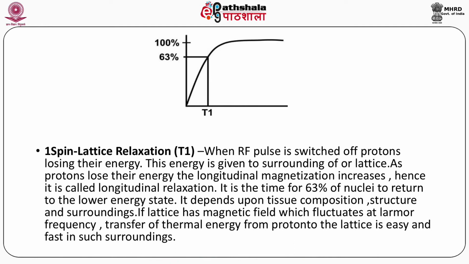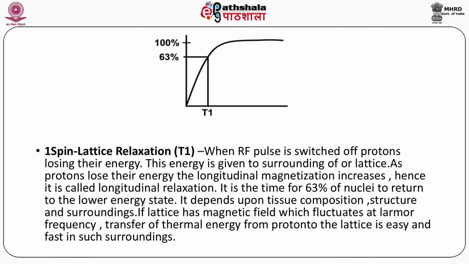So relaxation takes place, as I explained, by two processes almost simultaneously. One is called spin-lattice relaxation time, which is called T1. When the RF pulse is switched off, protons lose their energy, and this energy is given to the surrounding lattice. This is why it is called spin-lattice relaxation. As protons lose their energy, the longitudinal magnetization increases, hence it is called longitudinal relaxation or longitudinal growth. The time for 63% of nuclei to return to the lower energy state is called T1.